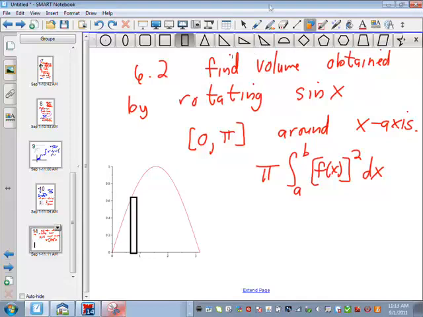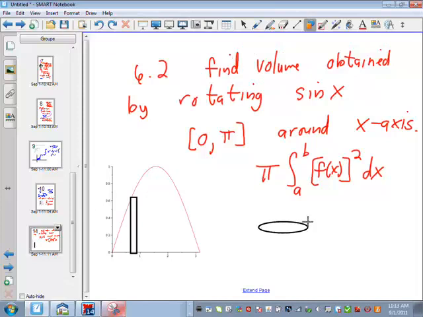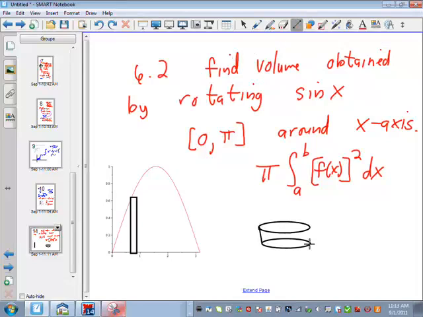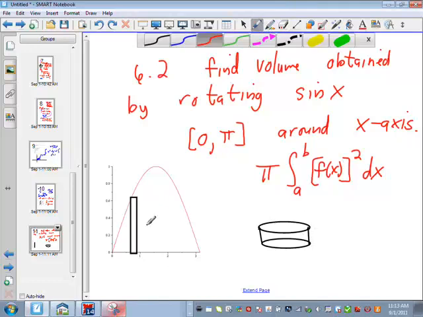So let's see if we can do something like this. So we get this disk, right? And then let me just do another one, so we get something like that, okay? It's supposed to be vertical. I'm still working on it. So you rotate this around the x-axis, you get one of these, okay?